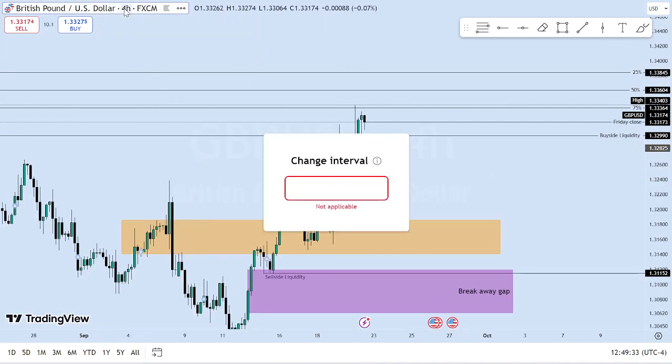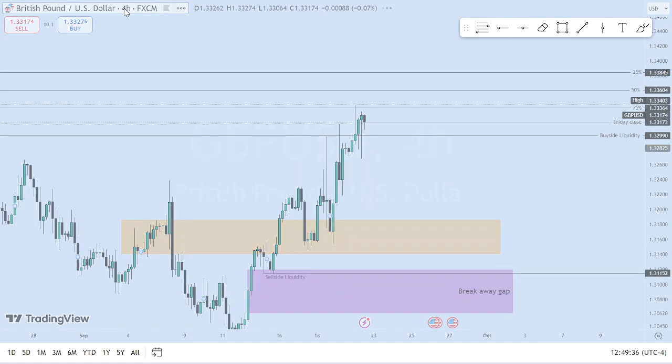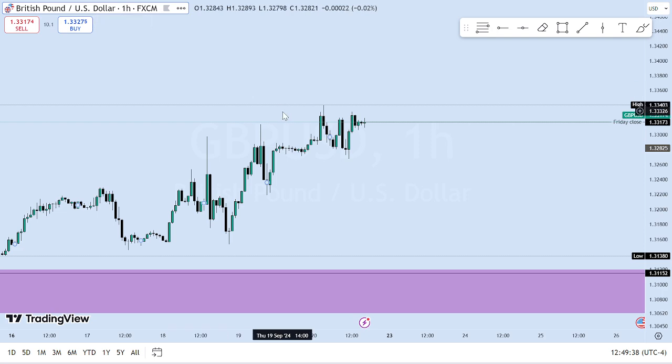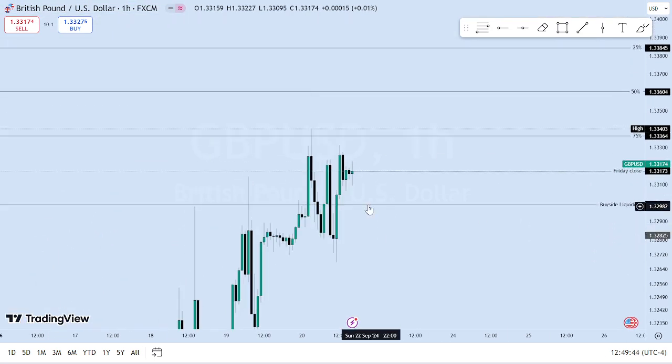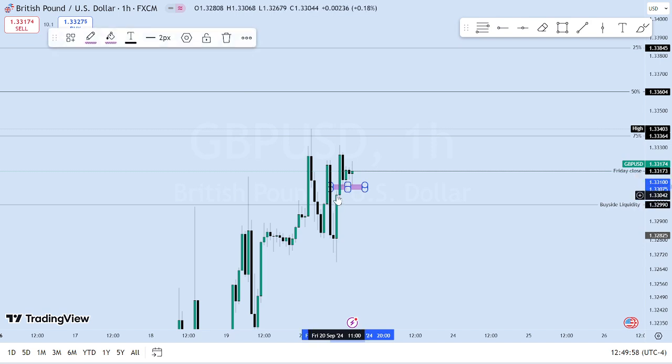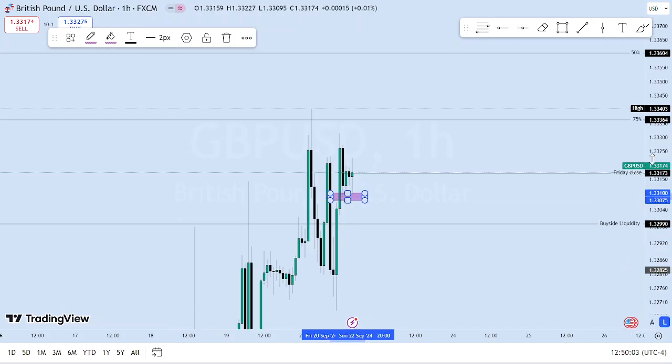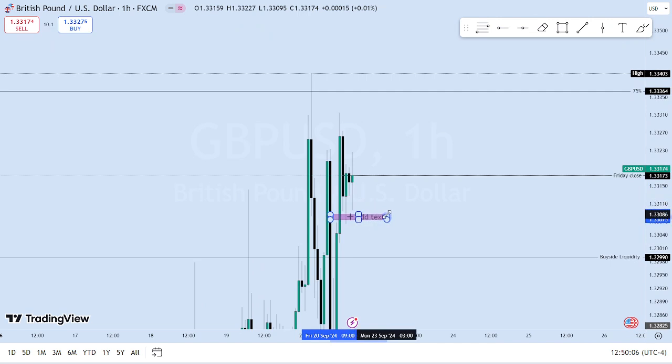Over here in the 1 hour, we have a little fair value gap here. You can see there's a small fair value gap there between this candle's high and this bearish candle's low. There is a small gap, let me increase the screen, between the low and this high.